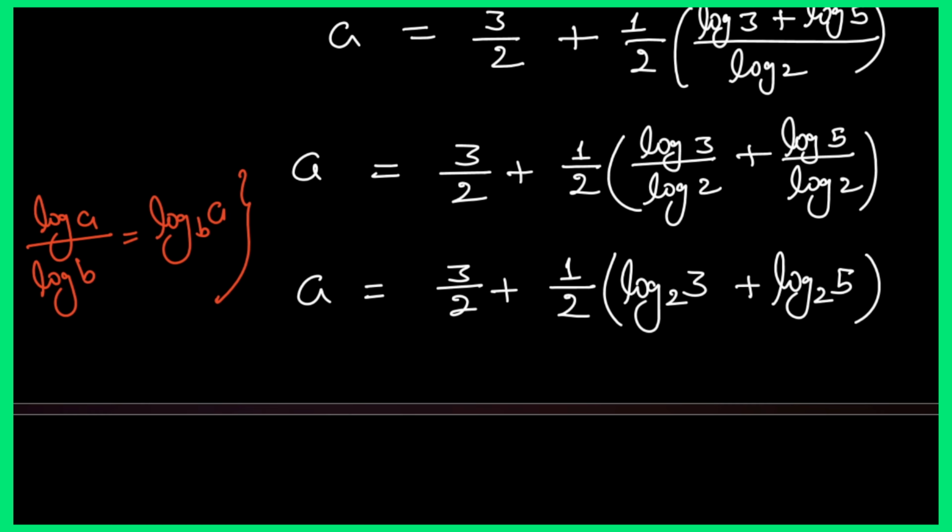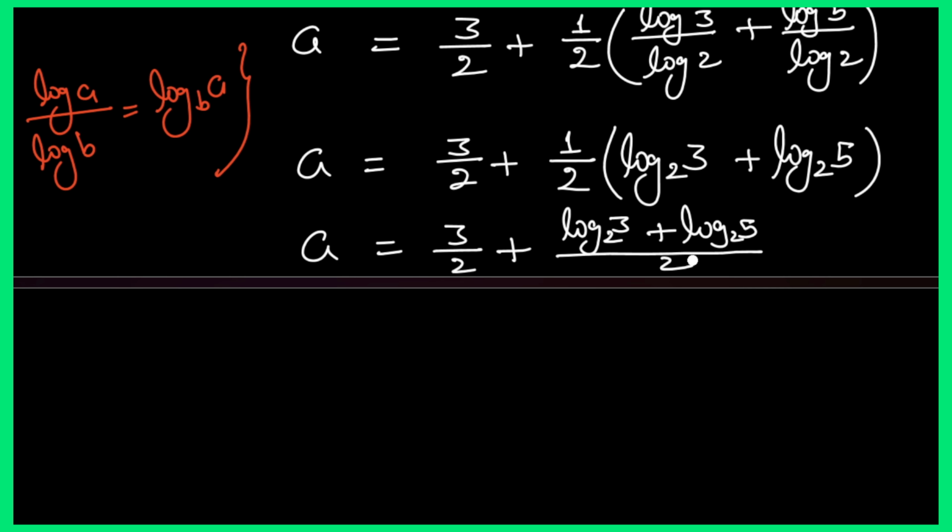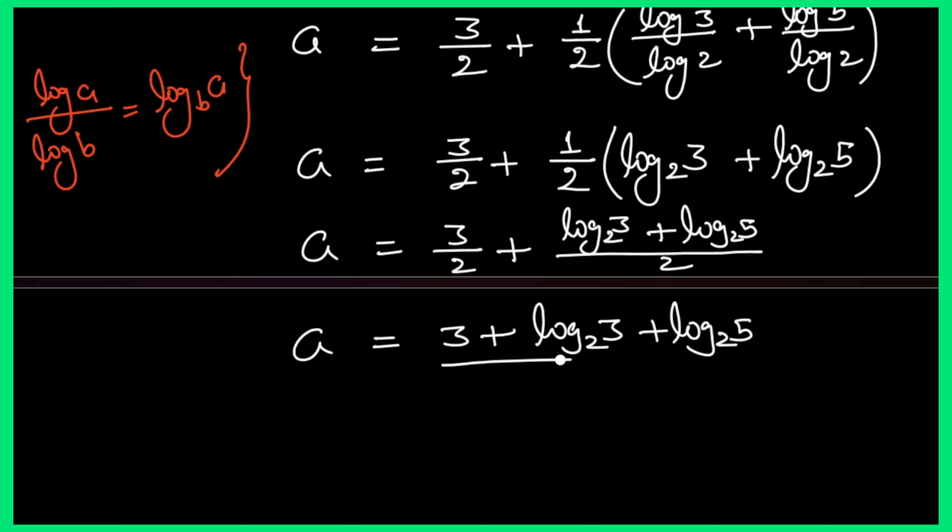So now a equals 3/2 plus (log 3 to base 2 plus log 5 to base 2) over 2. Now on addition, it becomes a equals (3 plus log 3 to base 2 plus log 5 to base 2) over 2. So this is our final value of a.